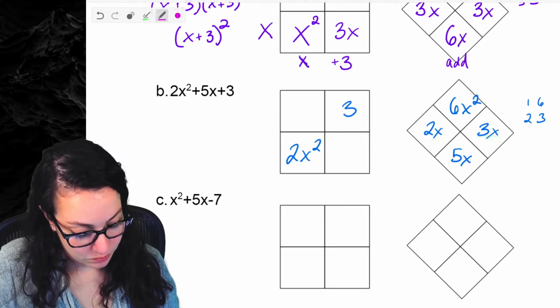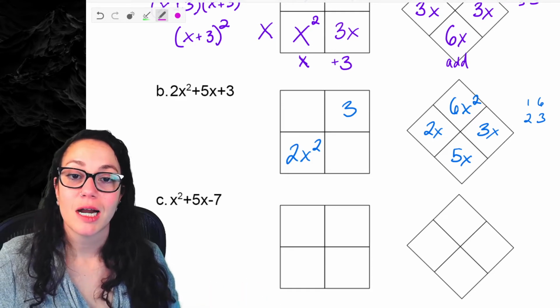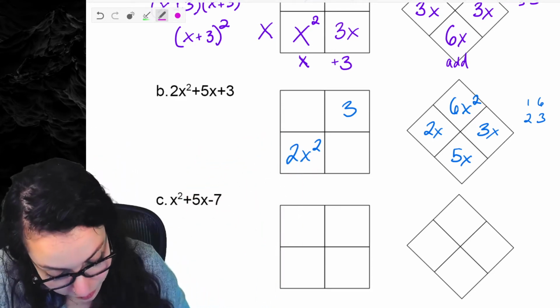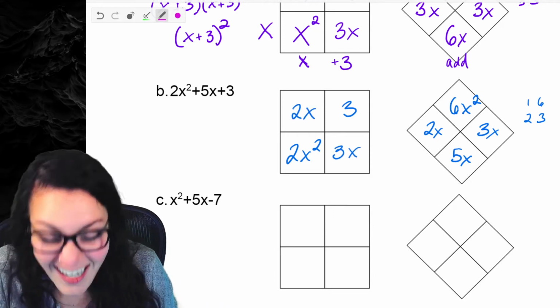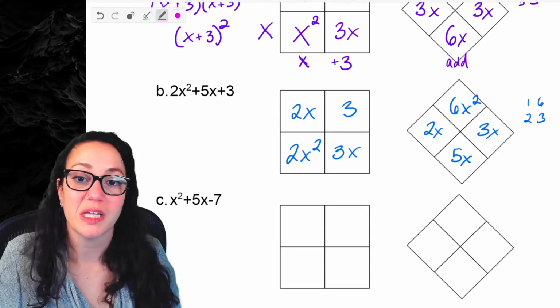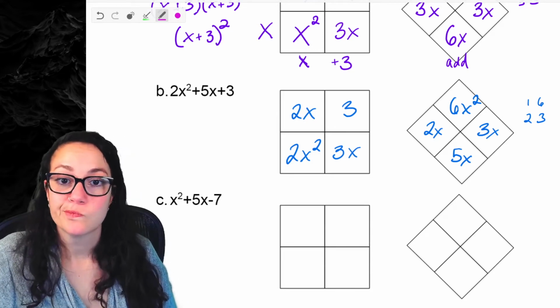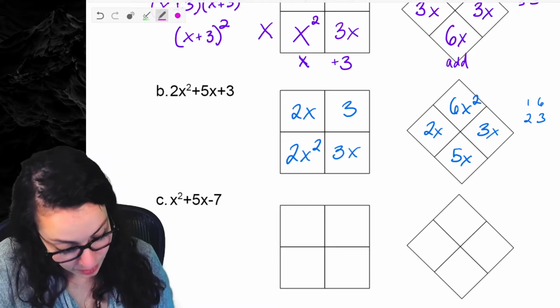Either way. Then I'm going to take those quantities from the sides of my diamond, and I'm going to place them into my empty boxes on my area model. So I have 2x here and 3x here. Again, it doesn't matter which of the boxes you place them in. It will come out the same no matter what. Cool. Now we find the common factors in our rows and columns.